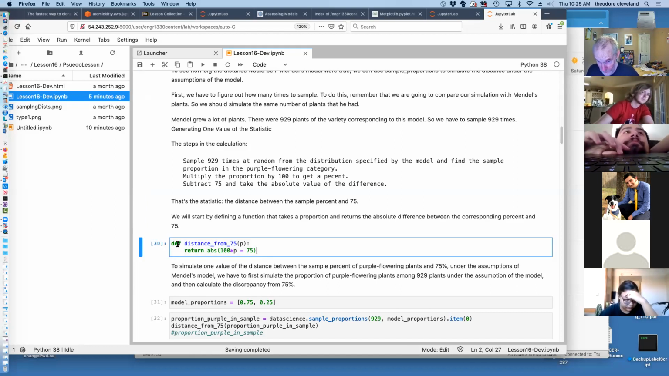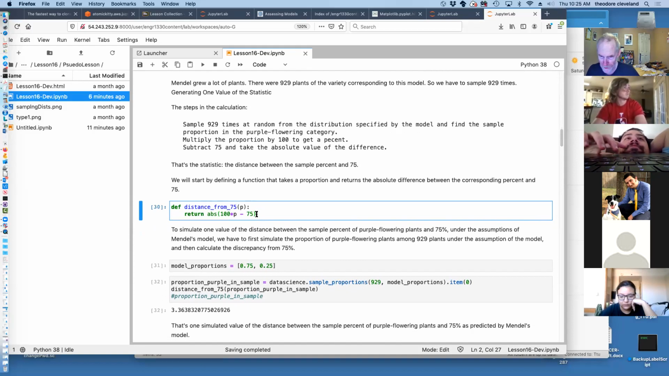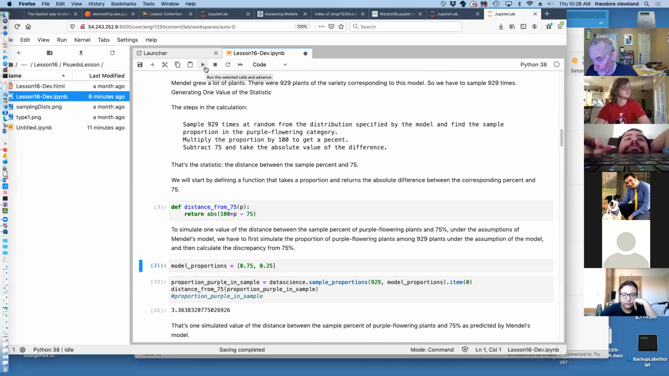So we're going to create a function called distance from 75. It's not a very elegant function. In fact, the name is longer than the function. And we're going to take 100 times the proportion p. And from that, we'll subtract 75. And that's going to give us the distance of the proportion from 75. So if p happens to be 0.75, 100 times 0.75 is 75, and 75 minus 75 is zero. That would be a really ideal metric. And as the distances get bigger, we will argue that the model is crummier. So that function's defined. And then we're going to create what kind of Python object is model_proportions.